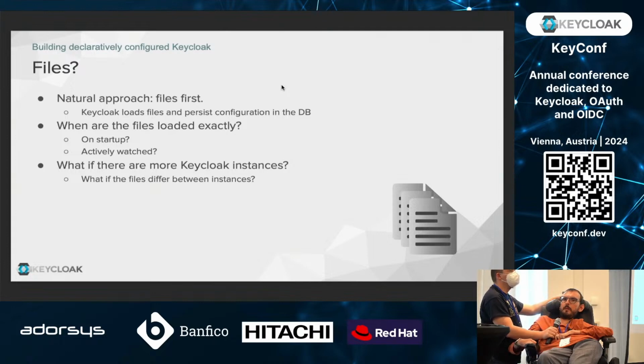What about the distributed systems? If I have multiple Keycloak instances, what will happen? Because it might happen, and it is very probable, that at some point in time one Keycloak instance will have different files than the other Keycloak instance. Maybe Kubernetes is taking some time to update the files on each pod or something like that, right?